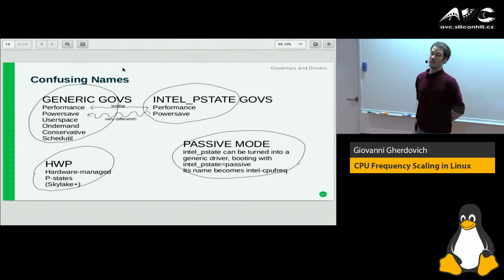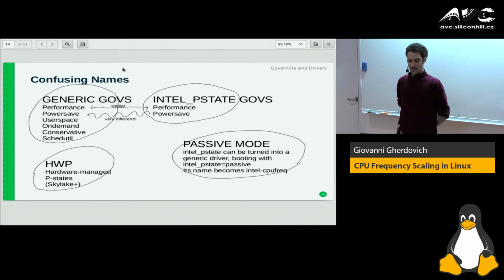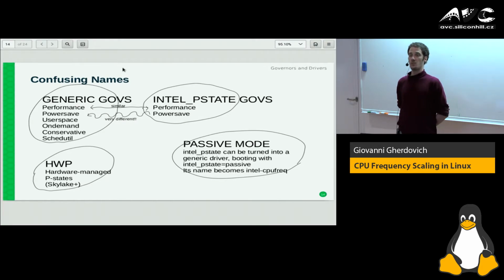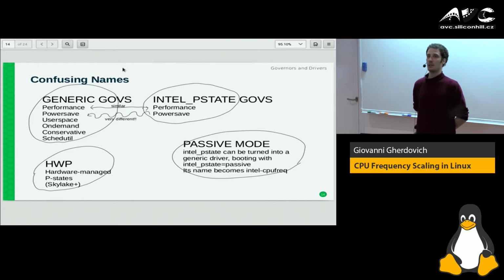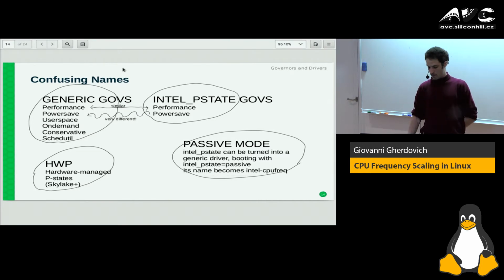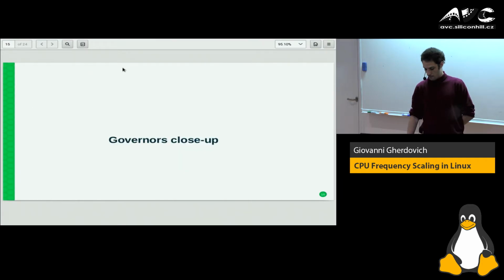The performance governor in Intel PState works more or less the same, so it gives you the max PState all the time, but the power save is not at all one that gives you the lowest frequency. It is instead the one that implements all the smarts, all the algorithms of Intel PState. So this naming choice was a bit unfortunate.